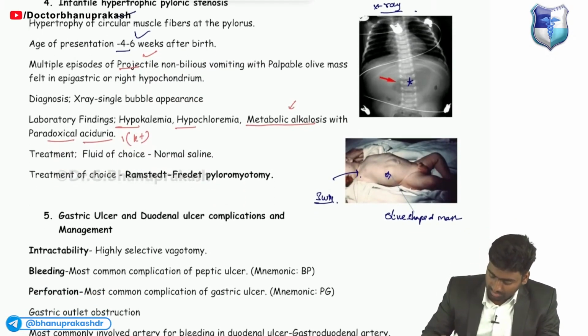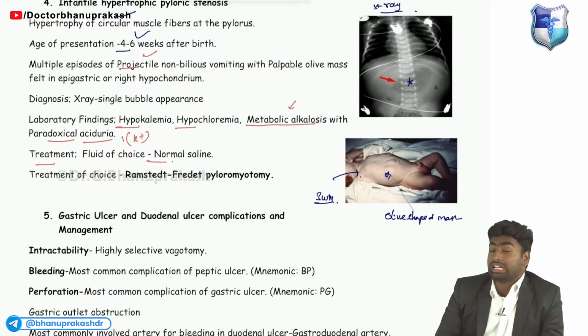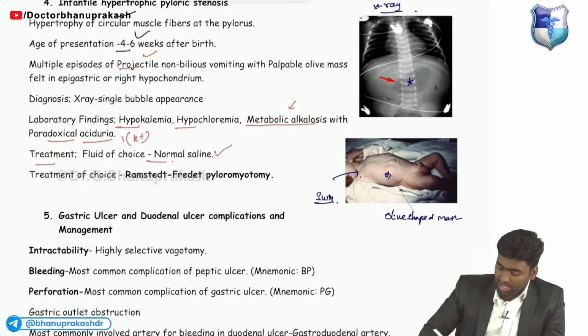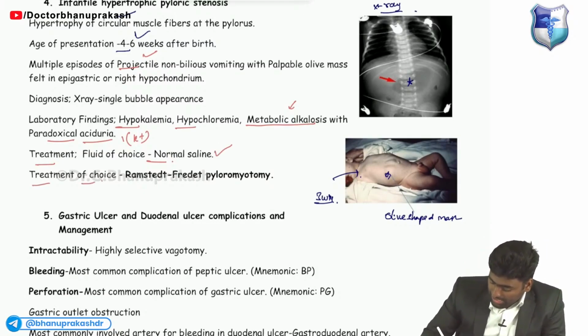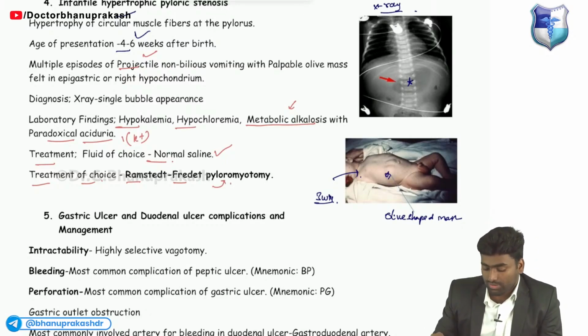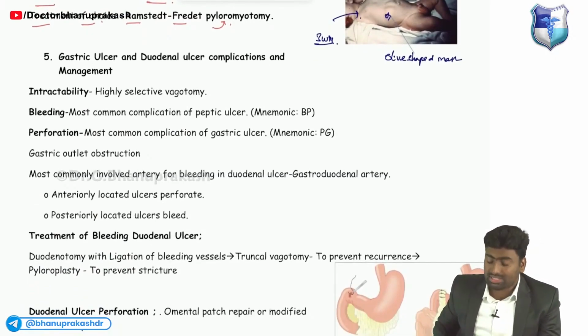Fine. For the treatment, I told you there is dehydration, so we need to treat the dehydration component with normal saline. Next, for the treatment of choice, we'll do Ramstedt pyloromyotomy. Just remember, it is due to the inner circular muscle. Yeah, guys, that's it. Then we'll move on to gastric ulcer.